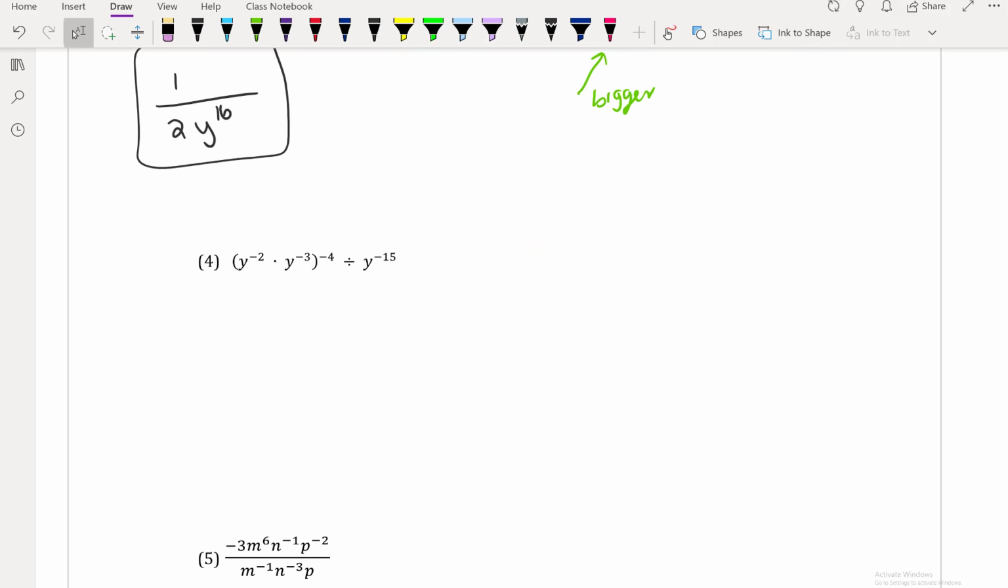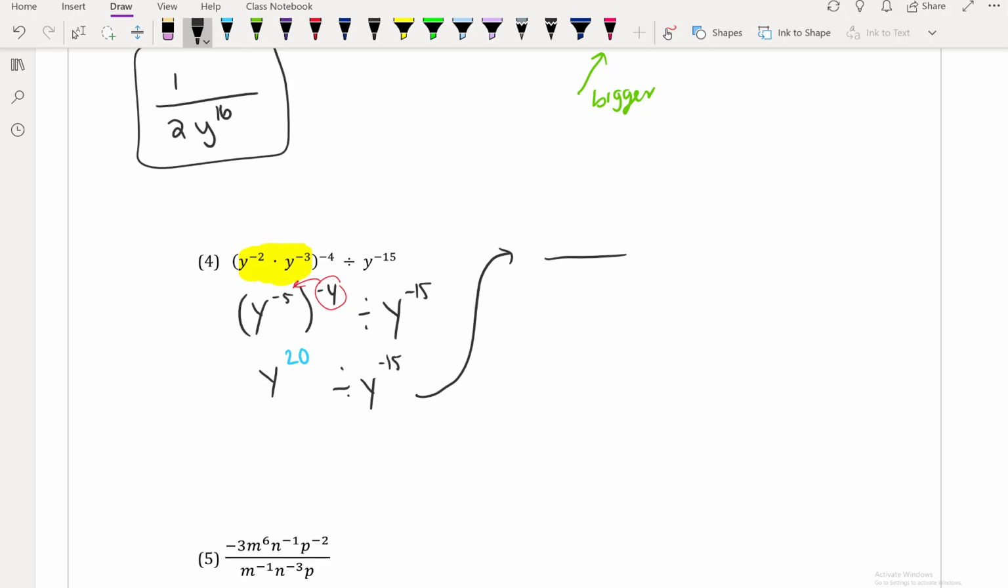Number 4 is somewhat similar here. So what you want to do first is maybe add the exponents together, because you have multiplication. So I have y, and negative 2 plus negative 3 is a negative 5. And I have a negative 4 divided by y to the negative 15. So now I'm going to go ahead and multiply negative 5 and negative 4 together. So I'm going to have y to the positive 20th being divided by y to the negative 15.